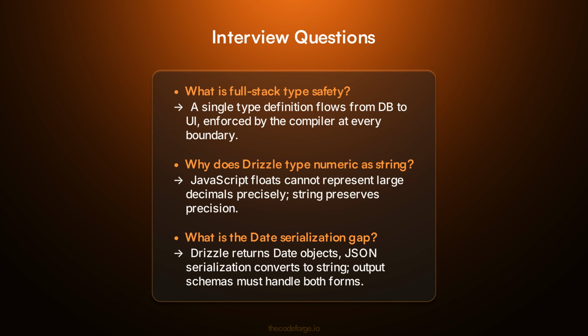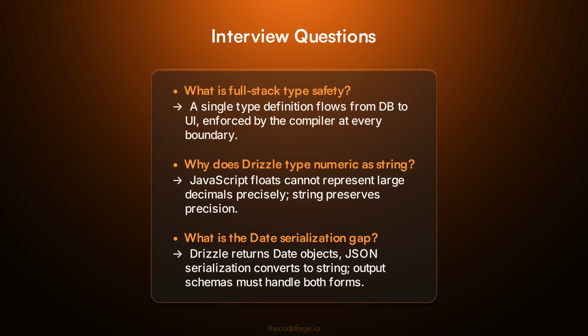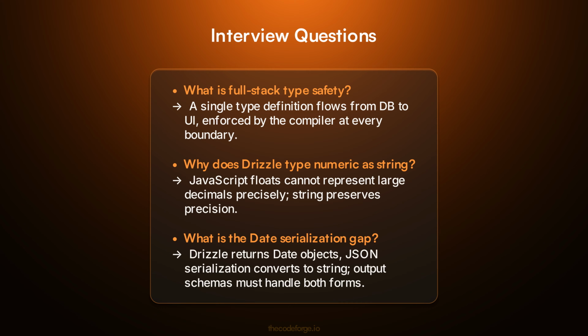Let's run through some common interview questions. What is full-stack type safety? A single type definition flows from DB to UI, enforced by the compiler at every boundary. Why does Drizzle type numeric as string? JavaScript floats cannot represent large decimals precisely. String preserves precision. What is the date serialization gap? Drizzle returns Date objects. JSON serialization converts them to strings. Output schemas must handle both forms.